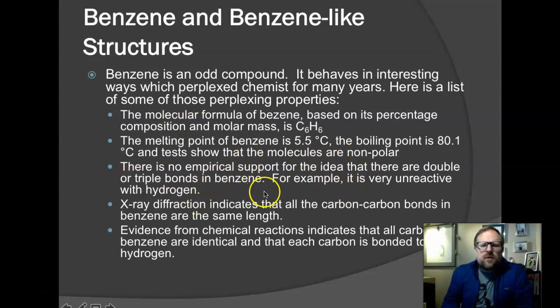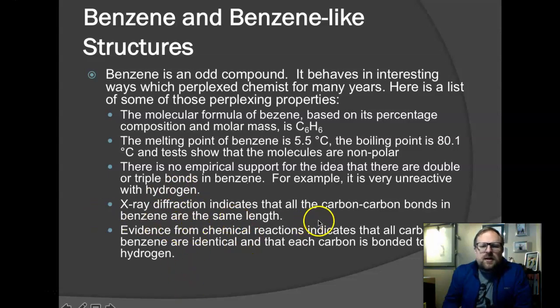There's also no empirical evidence for the idea that there are double or triple bonds in benzene. It's really unusual. When they were testing it, it didn't really show anything. It's very unreactive with hydrogen, for example. Anything with a double or triple bond that they'd found is relatively reactive with small diatomic molecules, where we could break that double or triple bond and open up some bonding electrons and allow for a hydrogen or a chlorine or something to come in.